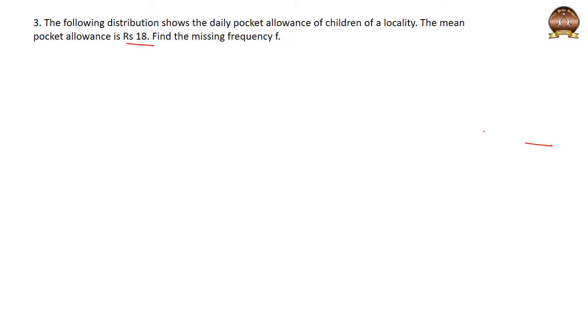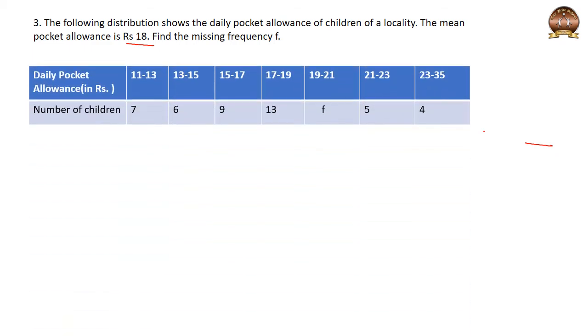The third question: the following distribution shows the daily pocket allowance of the children of a locality. The mean pocket allowance is rupees 18. Find the missing frequencies. Now in this case, see the question. Here the numbers are small, it's 2 digits, and you have to find the missing frequency. So we can go by the direct method. But for finding by the direct method, you have to find out what is xi in each case and do the same procedure.